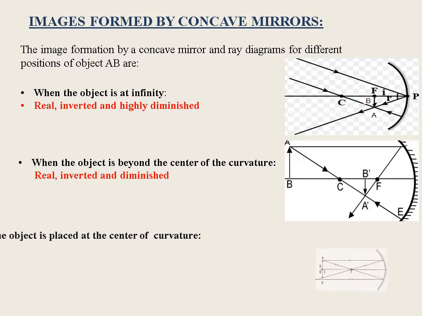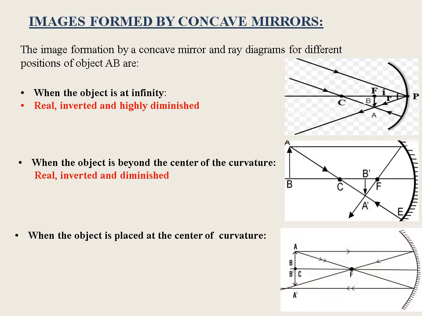When the object is placed at the center of curvature, let us consider two rays, one parallel to the principal axis and the other passing through the focus. The ray parallel to the principal axis passes through the focus after reflection, and the incident ray passing through the principal focus is reflected parallel to the principal axis. The two reflected rays meet at C, so the image AB is formed at C and is real, inverted, and of the same size as that of the object.